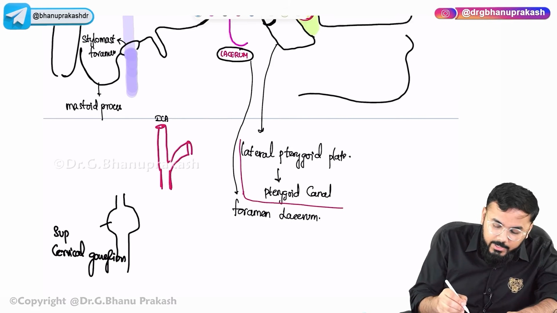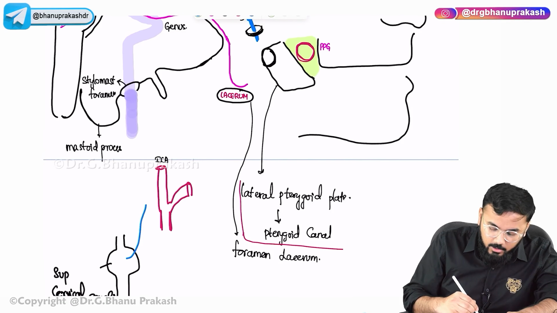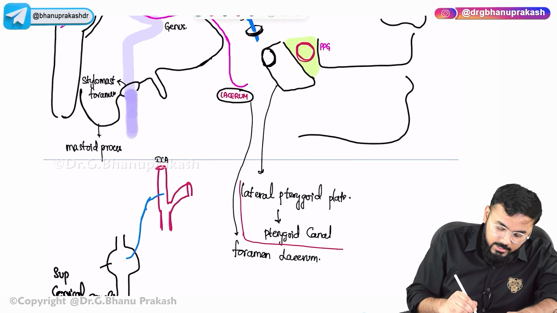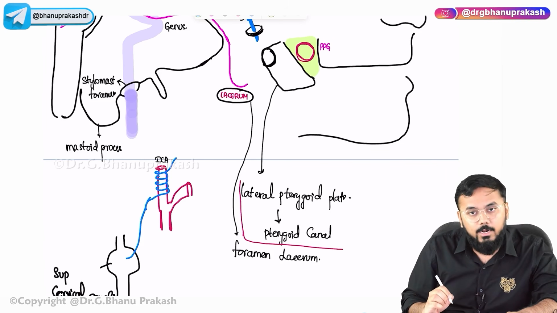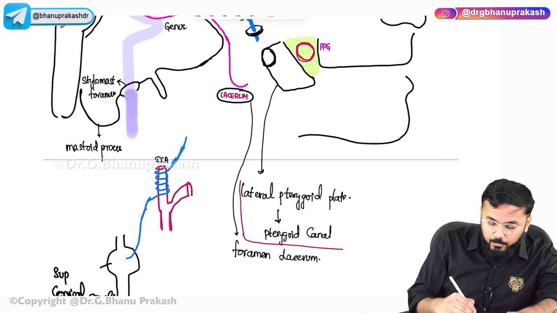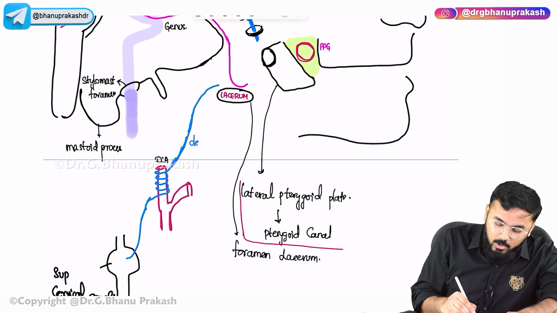Now from this superior cervical ganglion, what is going to happen? Look, from this superior cervical ganglion, the postganglionic fibers start forming a plexus, looping around your internal carotid artery. After looping around this internal carotid artery, these postganglionic fibers, you call this which petrosal nerve? Deep petrosal nerve. You call this nerve the deep petrosal nerve.